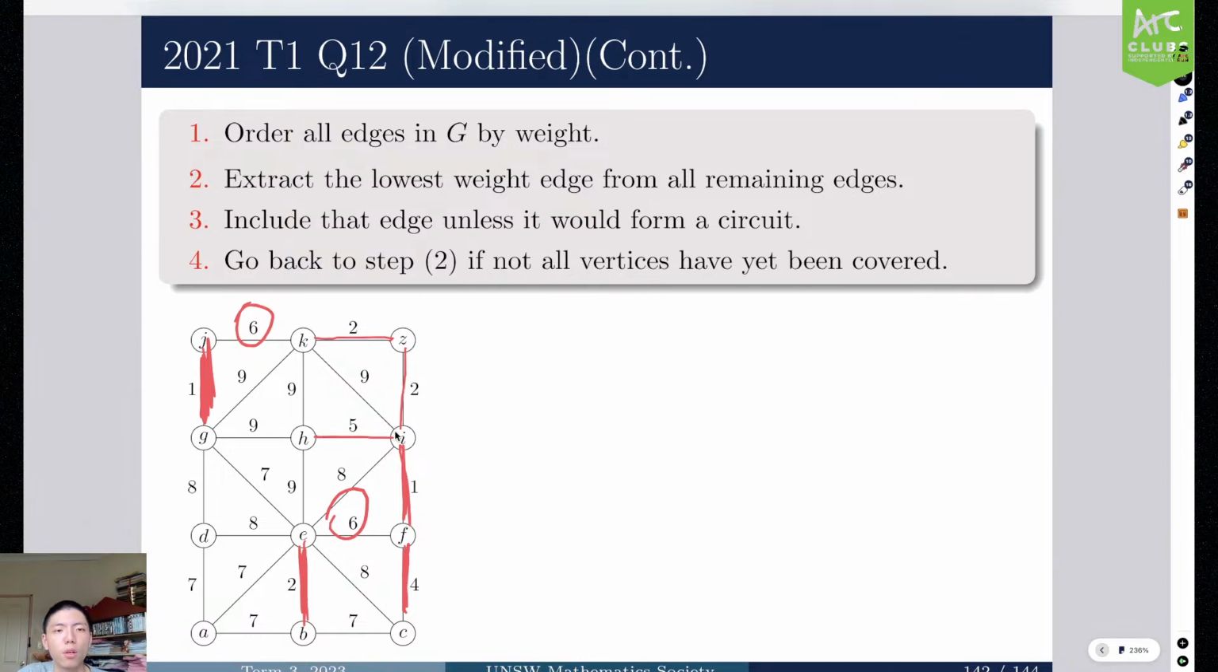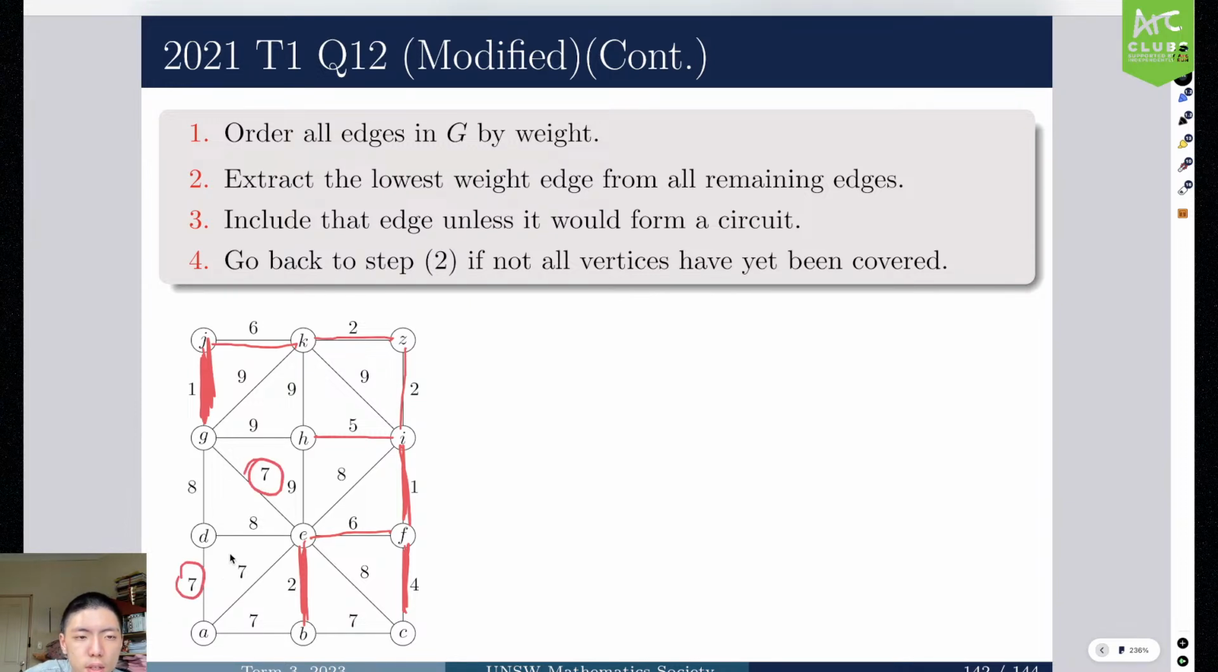Yes. So now what we do is take that edge if it does not form a circuit. If this edge does not form a circuit, then we go ahead and take it. So we will take both of them because none of them form circuits. Just like this. The graph is starting to take shape now because we have connected all of the points except for A and D. Okay, so now let's look at the 7s.